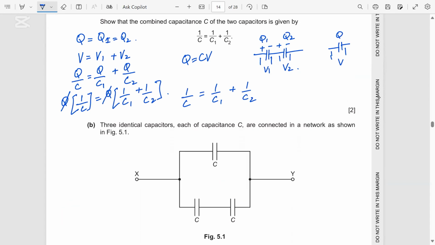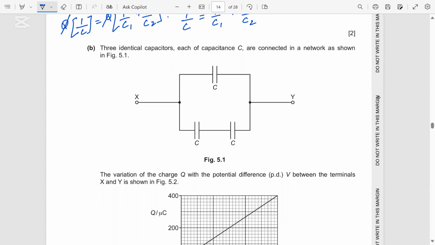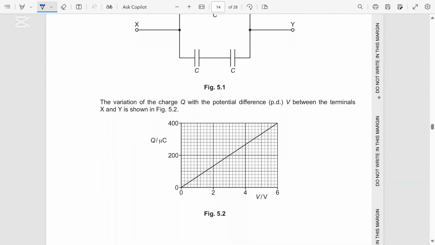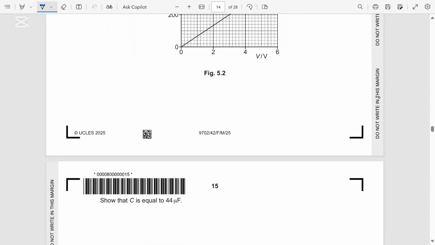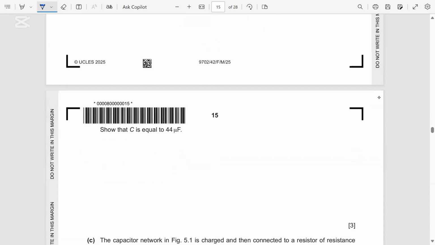Three identical capacitors, each of capacitance C, are connected in a network as shown in figure 5.1. The variation of the charge Q with the potential difference between the terminals X and Y is shown in figure 5.2. So you have this QV graph here, and show that C is equal to 44 microfarad.